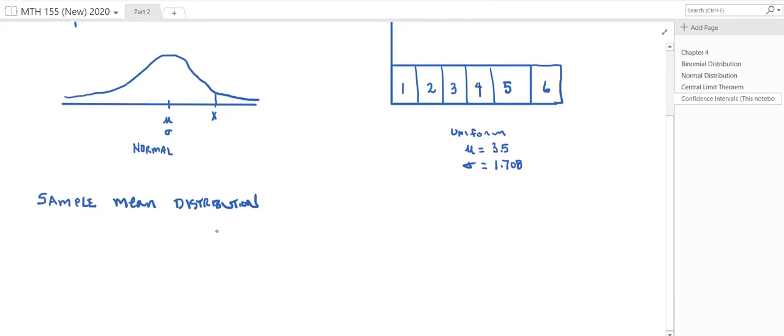And if our sample size was large enough, or if our original distribution was a normal distribution, then our sample mean distribution always turned out to be also a normal distribution. And the mean of our sample mean distribution always turned out to be equal to the mean up here. And we did the same thing over here.